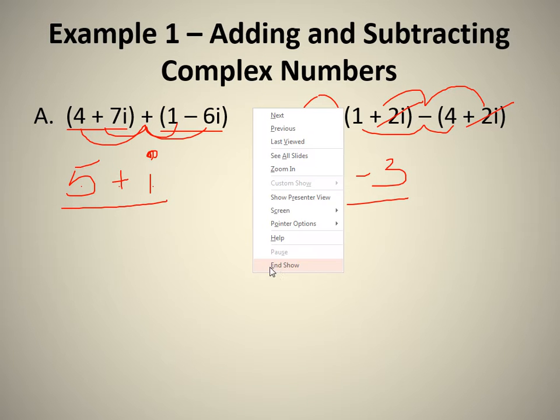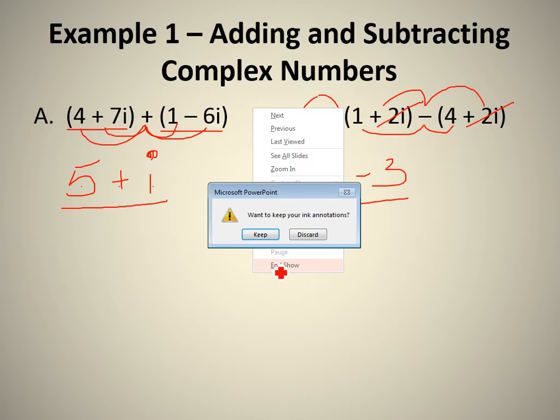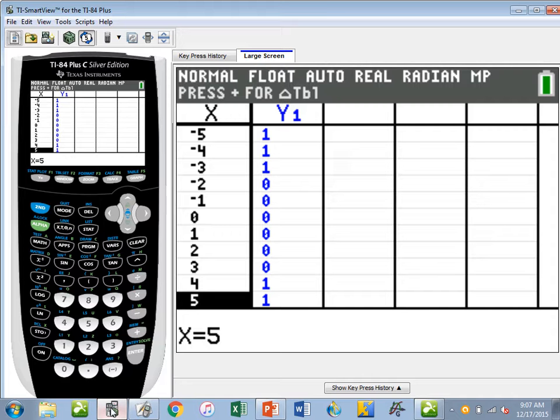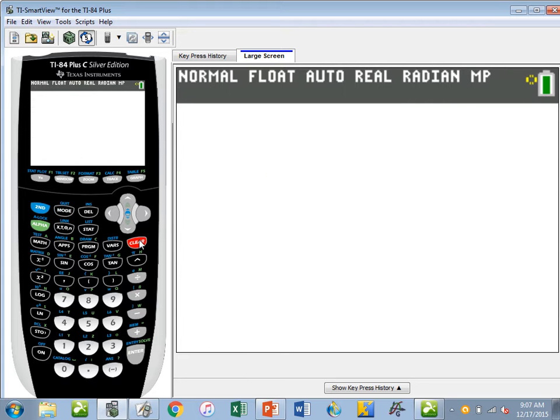So one of the things that you can do with your calculator to check to see if you're right is go to your calculator and type in what the question says. So for instance, part A, if I did 4 plus 7i. Just keep in mind, if you look down here at the bottom of your calculator in blue, you have the imaginary unit above the decimal point. So if I push second decimal point, that's going to get the imaginary unit to come up. Plus, this would be 1 minus 6i.